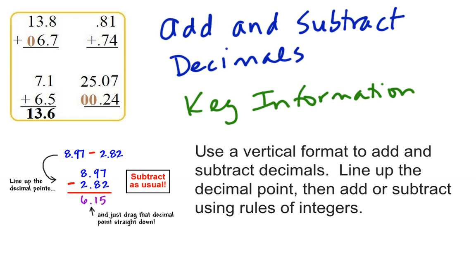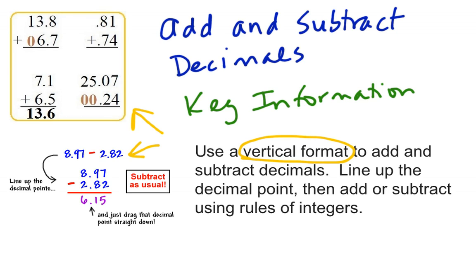So the key information when you're adding and subtracting decimals is to use a vertical format. So you're going to write them, you can see my little graphics over here, writing the numbers above each other. That's vertical. Vertical is up and down. Horizontal is going across like the horizon. We use those terms a lot in math. Vertical format to add and subtract decimals.